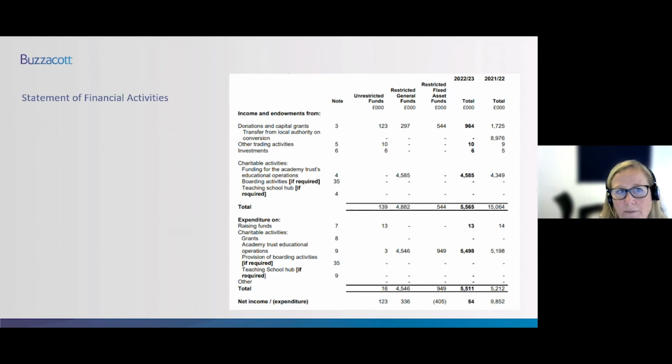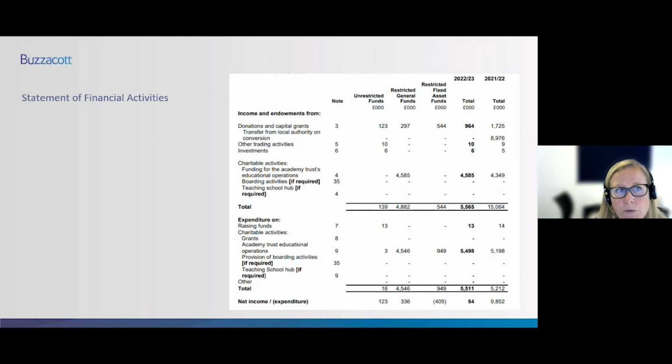And why are these two columns more important? I suppose that's where the key operations and activities of the Academy Trust are flowing through. So in that restricted general column, you have your GAG funding, your pupil premium, any other restricted grants. And then in your unrestricted funds column, that's where you would have any of those funds that are raised by the Academy. So fundraising, hire income, donations, anything that isn't restricted. So you can see quite different results if you exclude that restricted fixed asset column.